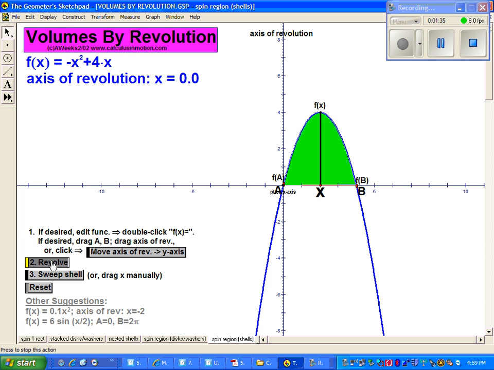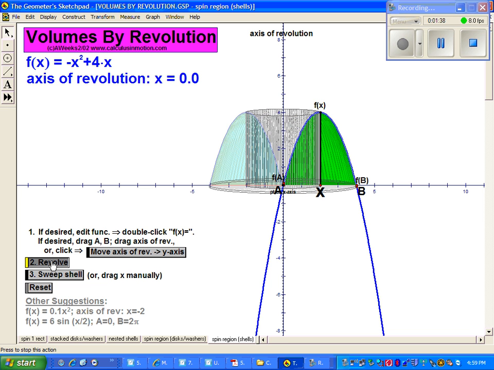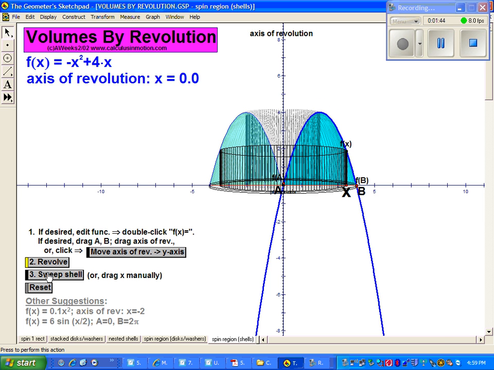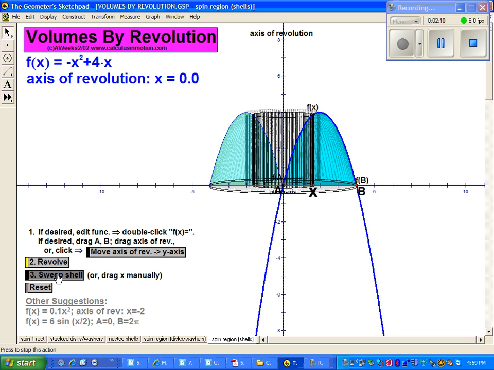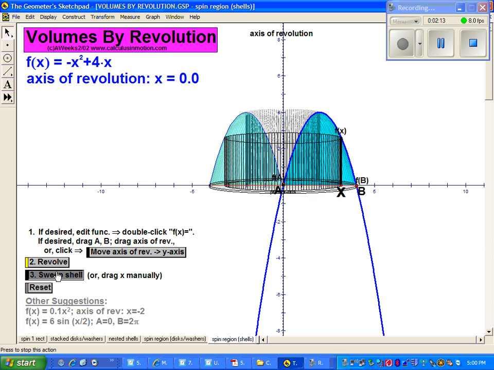So let me revolve this again. There's the shape that's formed. Stop this. What we're going to do is called sweep the shell. There's a cylinder right here, and it starts with the curve, and we go around the y-axis at a certain x value. If we take the area of this cylinder, and the area of that cylinder, and the area of that one, and we add up the areas of all the cylinders you could possibly have going along this curve, then we're going to come up with the volume of the solid. So that's what we're going to try to accomplish.